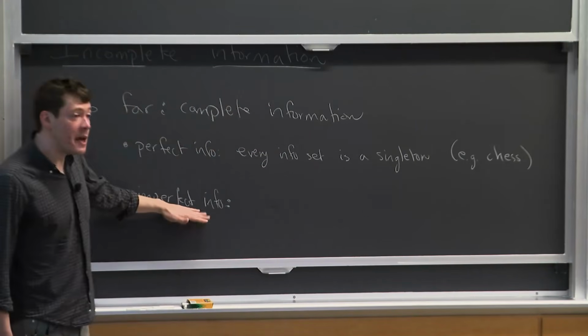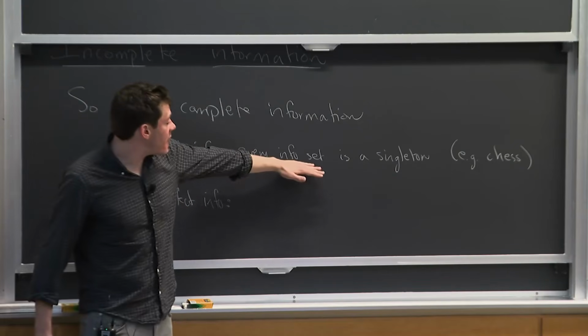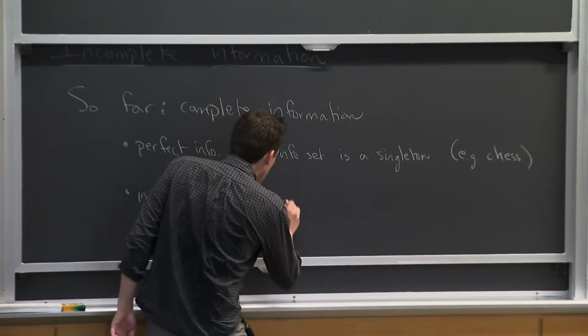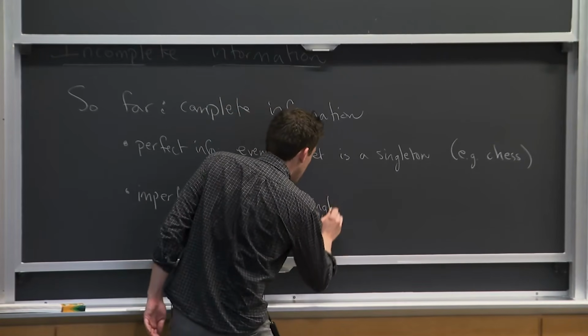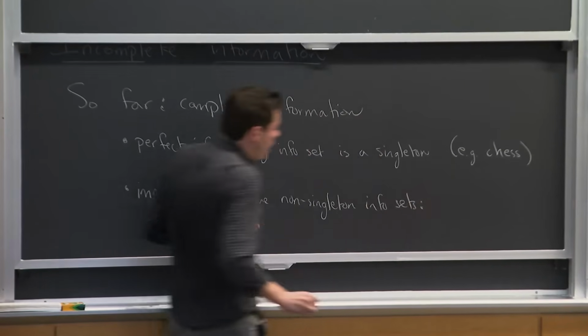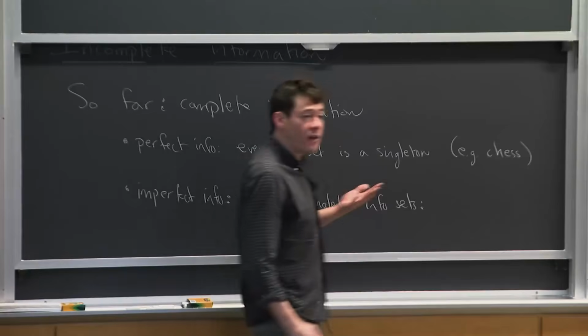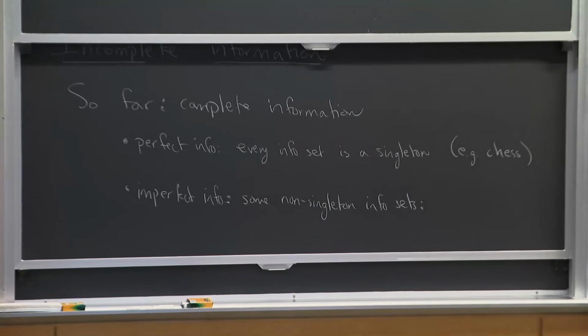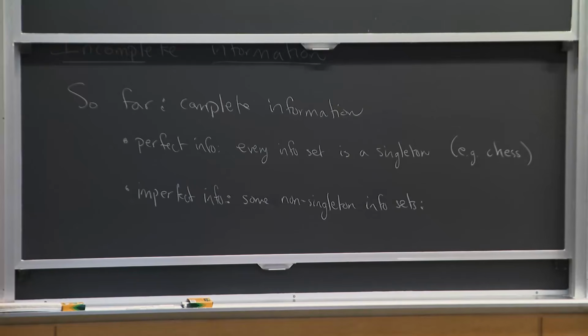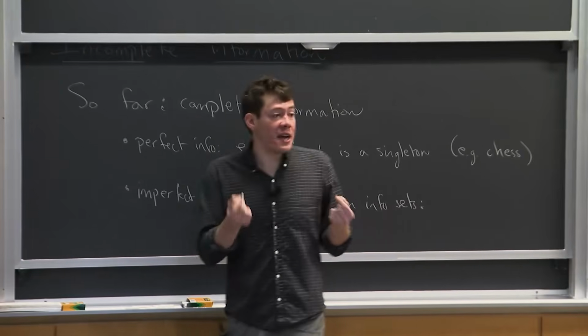Then we also looked at games of imperfect information. What that meant was that some information sets were not singletons. Now, economically, what does it mean when we had non-singleton information sets? It meant that there were times when someone was called upon to move, and there was some aspect of the game, or of the previous moves, they didn't know about, either moved by nature or moved by a different player. And they knew which information set they were at, but they didn't know which node within that information set they were at.